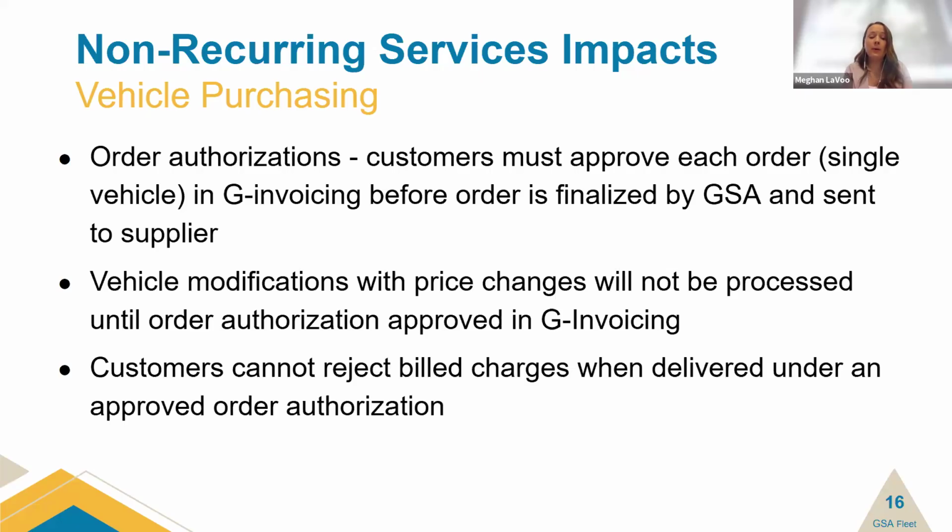And one thing to remember is that because of the order authorization and the fact that it exists, customers cannot reject billed charges when we are delivering products under an approved order authorization. Because you have already placed your order, and that order authorization is confirmed that not only is the funding information correct, but the vehicle and the goods being requested are correct. When you go to receive that vehicle, that billing is settled. Now you can reach out to GSA for information on it. You can talk to us if there are issues. We absolutely can work with you. But within the G-Invoicing system, you cannot reject those charges.